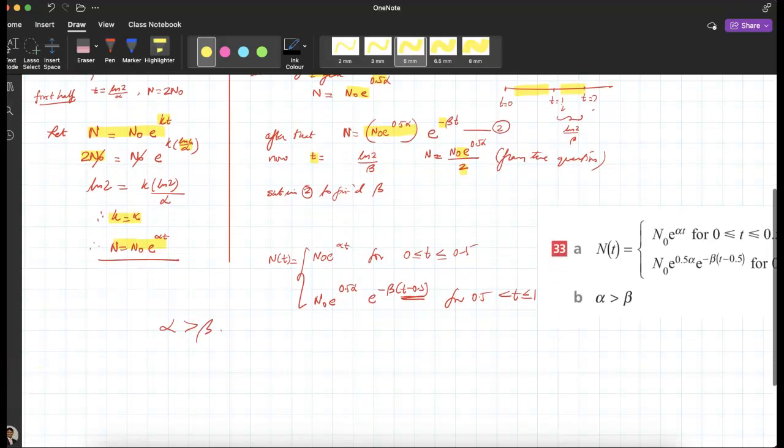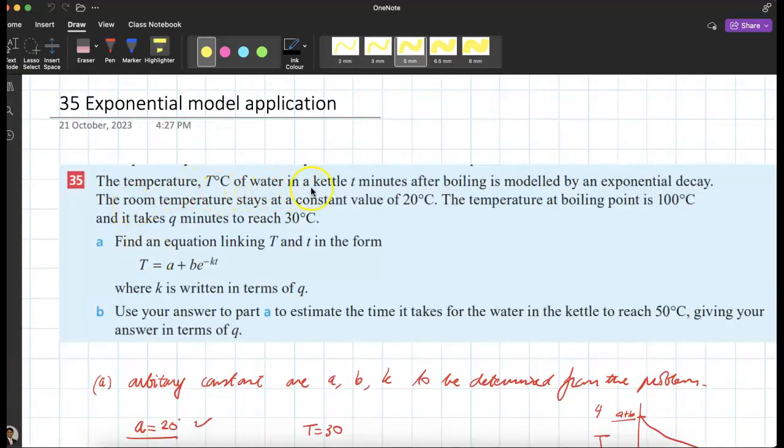That's it. Here the temperature of water in the kettle, T minutes after boiling, is modeled by an exponential decay function. The room temperature stays at a constant 20. The temperature of boiling water is 100 degrees Celsius. That's the initial temperature: when t is equal to 0, it is equal to 100. And it takes Q minutes to reach 30. Find an equation linking capital T and small t in the form T is equal to a plus b e raised to minus kt.